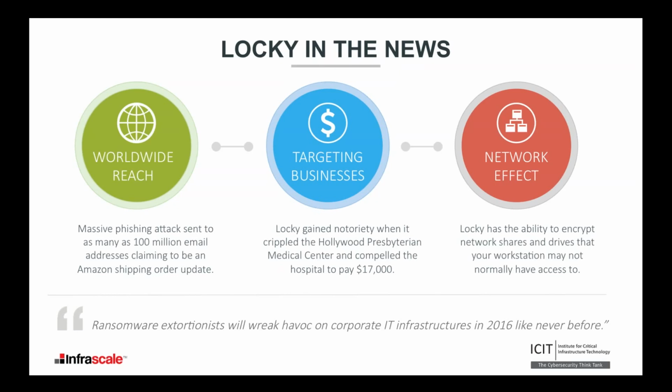Now even closer to home, businesses here are still being targeted with really similar attacks. Amazon.com is one that was targeted by a massive phishing campaign, and it was estimated to have sent out 30 to 100 million spam messages, all claiming to be an Amazon.com shopping order update. So Locky is really targeting businesses, and of course it has that network effect, like I mentioned early on, where one single user can spread it through the network and bring the entire department down.